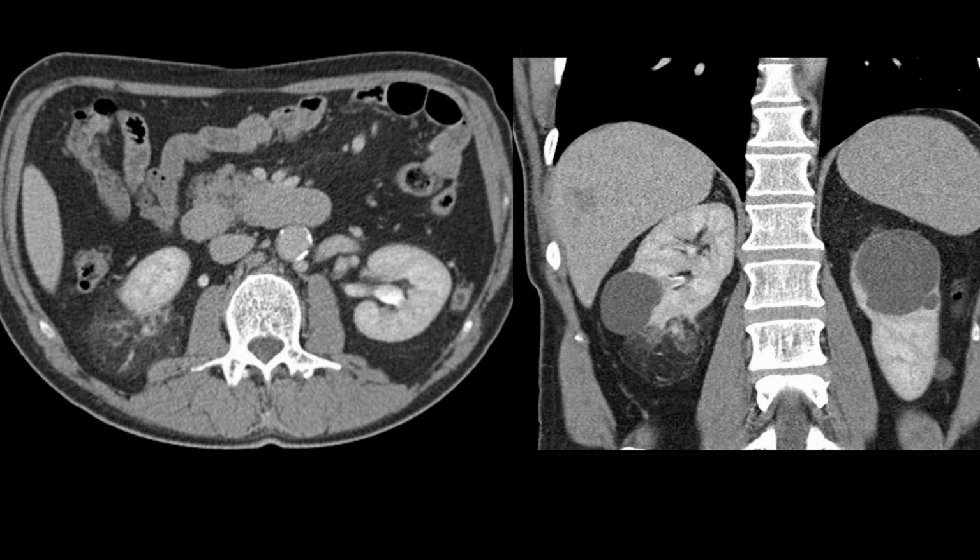When we encounter multiple AMLs, particularly in a younger patient, it's a good idea to look for other features of TS, such as brain lesions, like cortical tubers, or subependymal nodules, retinal hamartomas, or cardiac rhabdomyomas. But in this case, we don't have any evidence of tuberous sclerosis.